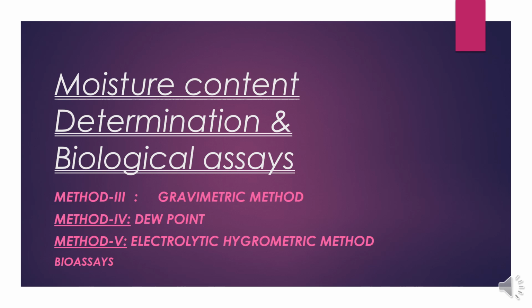So today we will discuss the remaining topics of moisture content determination, and we will also discuss the new chapter, that is biological assays. So basically in this discussion we will discuss method 3, the gravimetric method, method 4, the dew point method, and method 5 of moisture content determination, that is the electrolytic hygrometric method. And also we will discuss the different types of bioassays that are being performed.